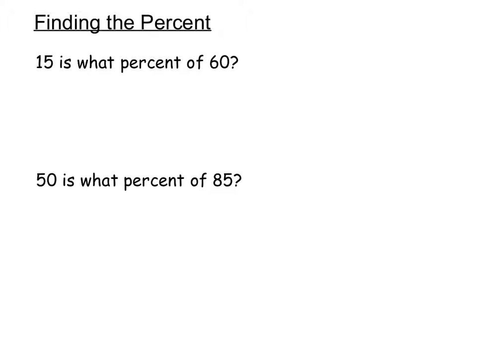Now, rather than having the part be missing, now our percent is missing. So on top, I'm going to put my equation again. Part equals percent times whole. And notice I'm abbreviating, which is fine. So we have 15 is, that's a key word, what percent of 60?